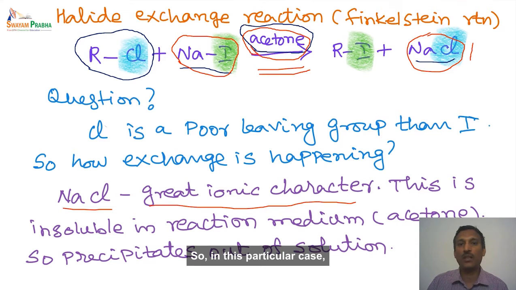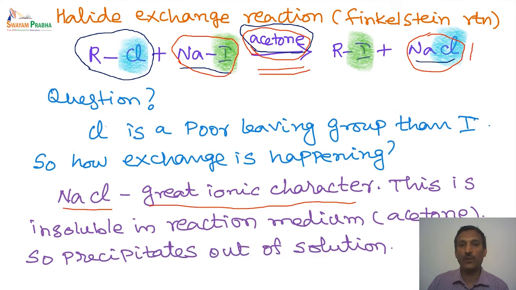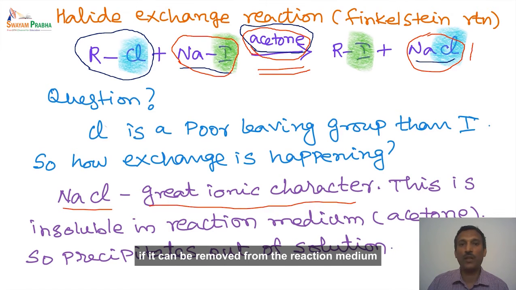So in this particular case, how we actually remove one of the products is by simple insoluble nature. Sodium iodide is soluble in acetone, whereas sodium chloride is insoluble in acetone. So this physical property difference is mainly used for the preparation of this alkyl halide synthesis. So remember, if one of the products can be removed from the reaction medium in an efficient way, that makes the reaction move forward in one direction.